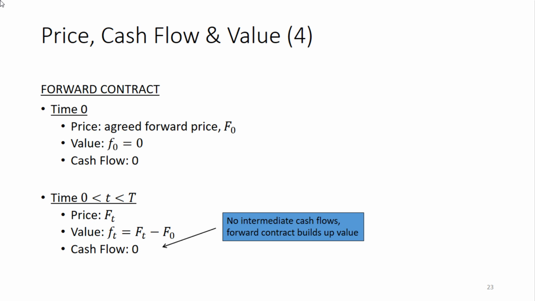And we denote that value with a small f at time t. And it's simply the difference between the price that you would agree upon at time small t compared to the price that you agreed upon at time 0. So your contract starts building up value. There is no cash flow, so it's not like this value is then paid out in terms of profit or losses between two parties. No cash flow in between.